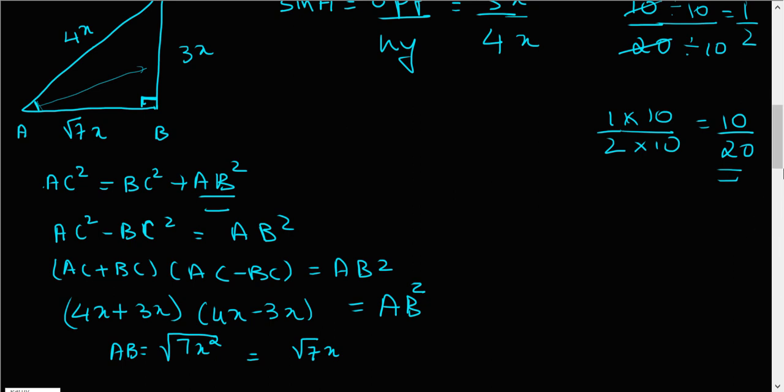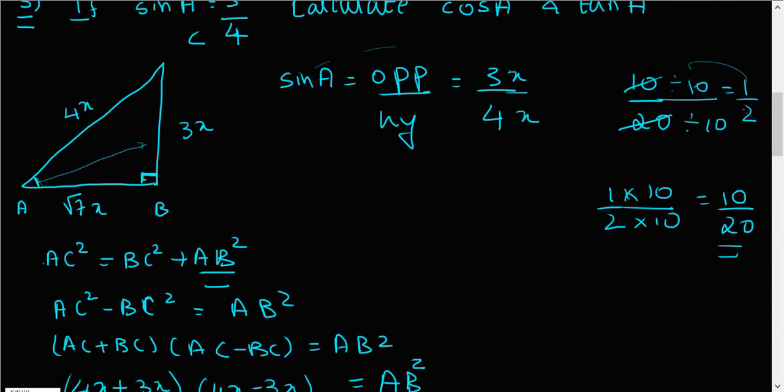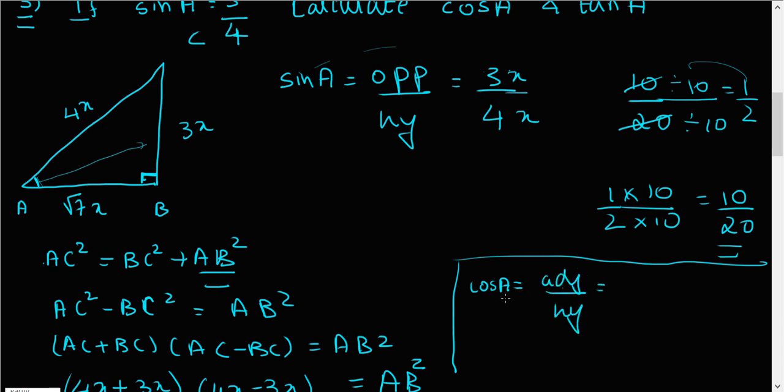Now what is our requirement over here? Our requirement is to find cos A and tan of A. So cos A. Cos is given by adjacent by the hypotenuse. Adjacent to which angle? Angle A. So that's side AB. And the hypotenuse is AC. So it is root 7x by AC, that's 4x, gets cancelled, root 7 by 4.